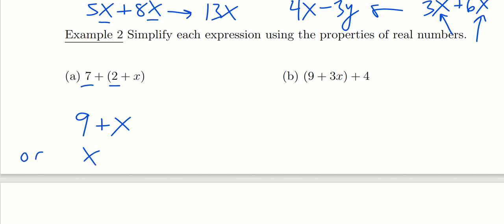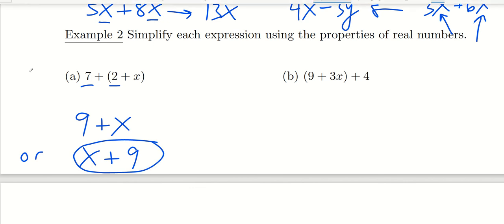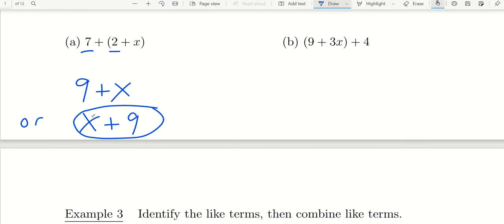Or, because remember addition is commutative, we could rewrite this as x plus 9, which is more commonly how you would see that answer written. Traditionally in algebra, we tend to put the variable terms first, and if you have any constants, to put them at the very end of the problem.